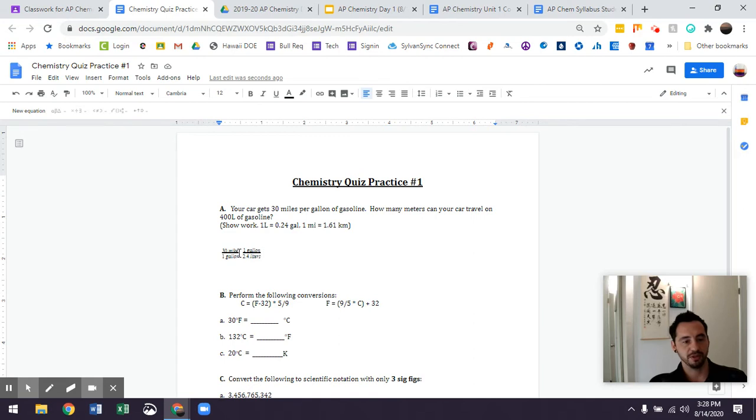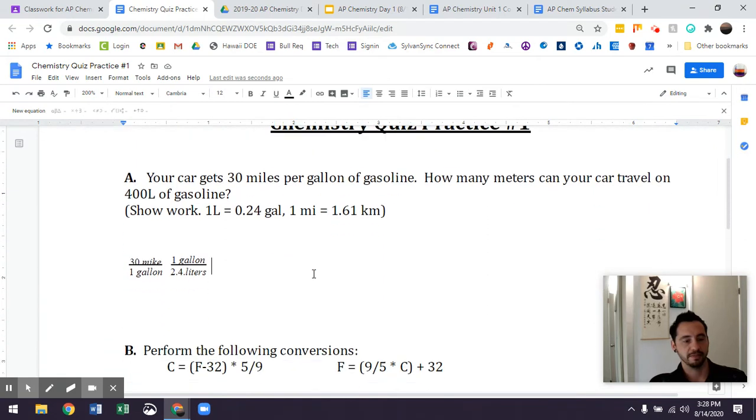So I'm starting with 30 miles per gallon, and let me zoom in a little bit so it's easier to see. So 30 miles, oops, that's not mics, it's miles. Miles per gallon. 30 miles per gallon. Then I have my next conversion unit, 1 gallon for every 2.4 liters. Don't worry because it's already separated, so it's fine.